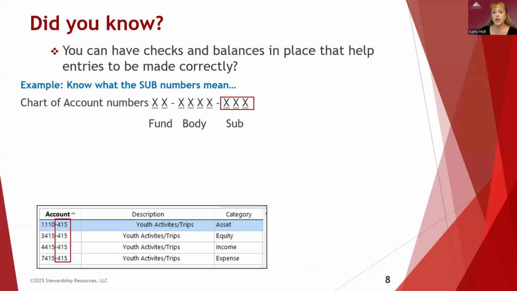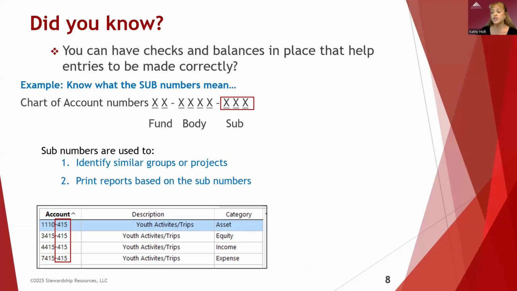Okay, did you know that the last 3 numbers of each chart of account item is the sub number? Now the sub numbers, you use those to identify similar groups or projects, and you can print reports based on those sub numbers. So my example below here is a designated fund for youth activities and trips, and we have subbed out the asset, which is the banking. We've subbed out the equity, we've subbed out the income, and we've subbed out the expense, and all 4 of those have the very same sub of 415.